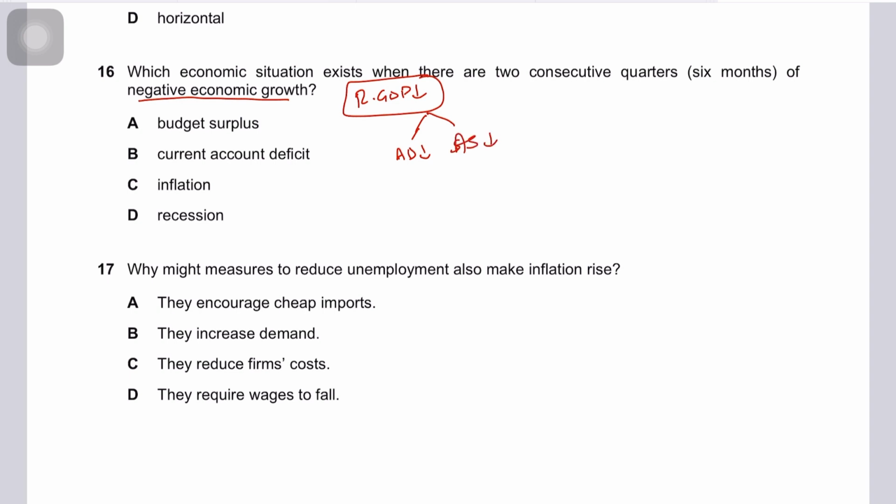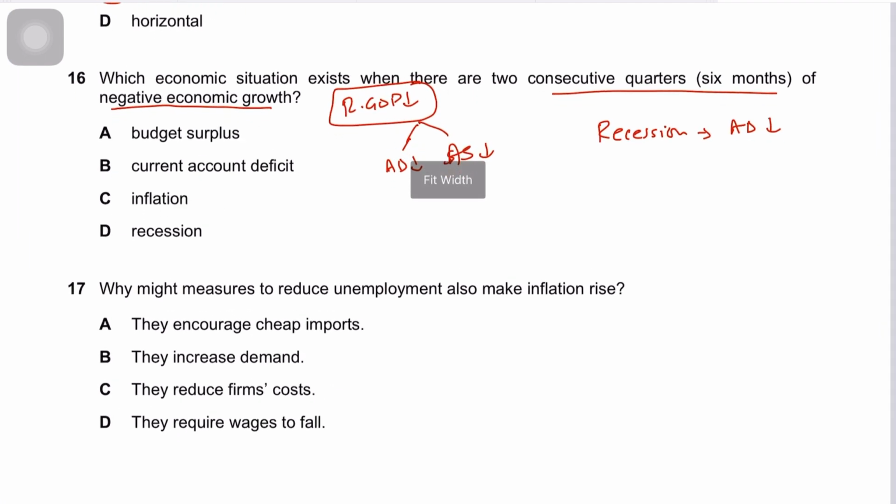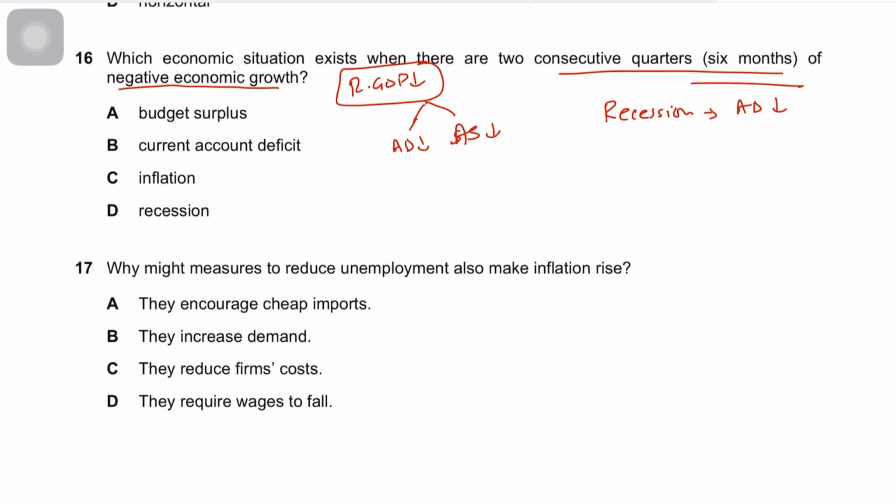So when negative economic growth persists for 2 consecutive quarters, it's a sign of a recession. A lot of students think that a recession is when your aggregate demand falls, but no. Economic theory says that a recession occurs only when your real GDP goes down for 2 consecutive quarters, that is 6 months. So yes, the answer should be 16D for David, that it's indicating a recession, and that is why your real GDP is going down for 2 consecutive quarters.